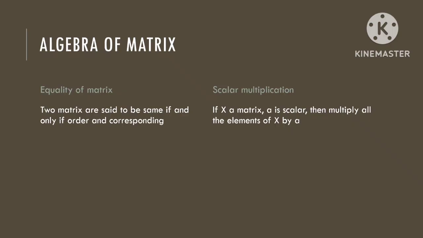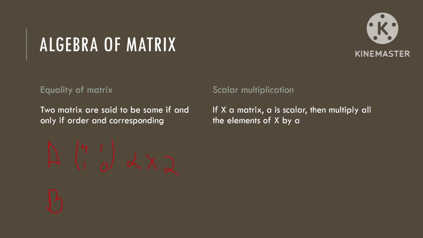Now, algebra of matrix. What does it mean? Doing mathematical operations on elements according to certain rules. First one is equality of matrix. Two matrices are said to be equal only if their order and corresponding elements are the same. For example, I have an A matrix and a B matrix. A matrix is 4, 1, 1, 0. What is the order of this matrix? There are 2 rows and 2 columns, so the order is 2 into 2.